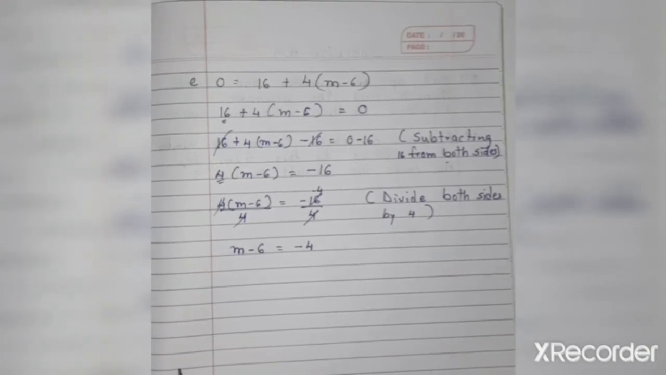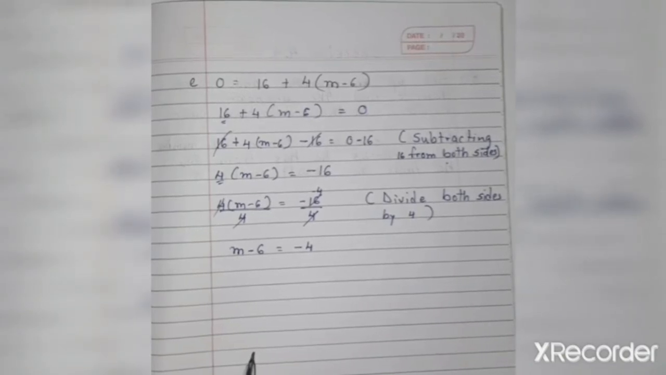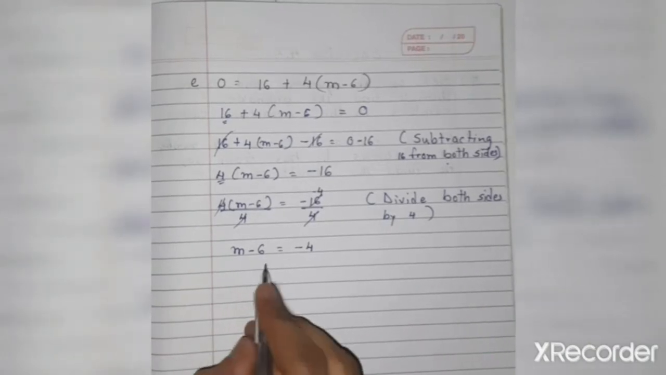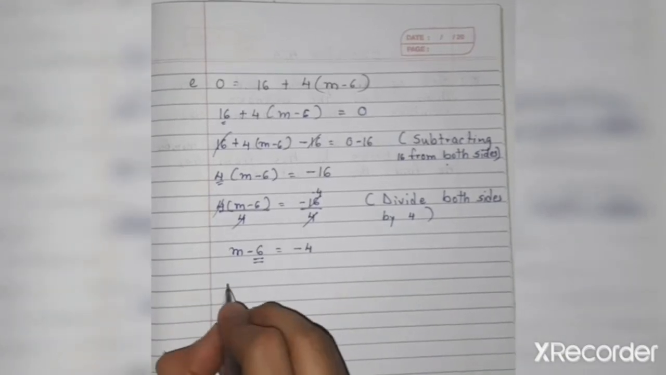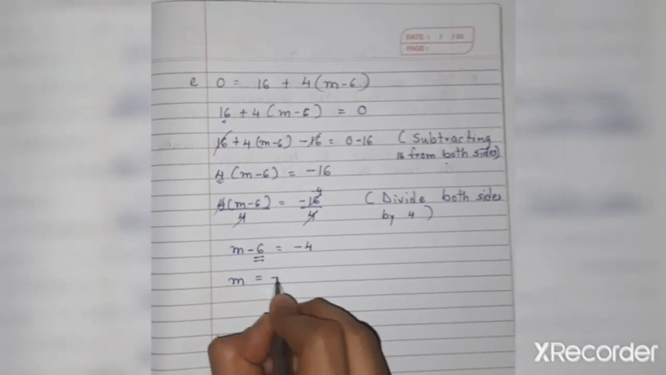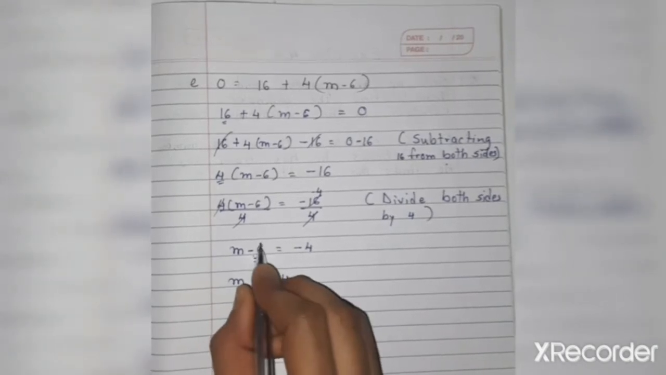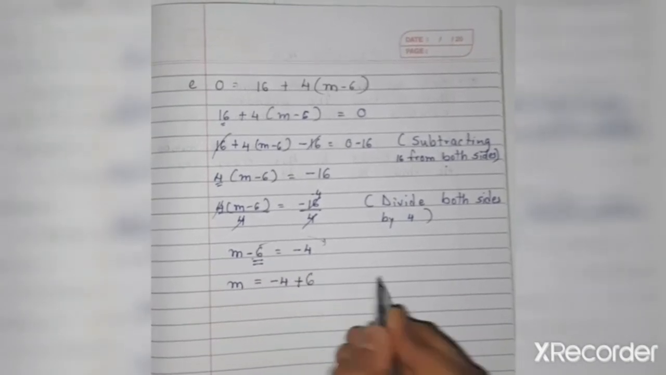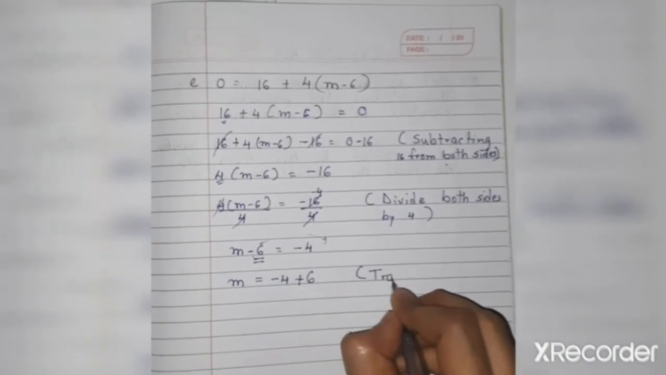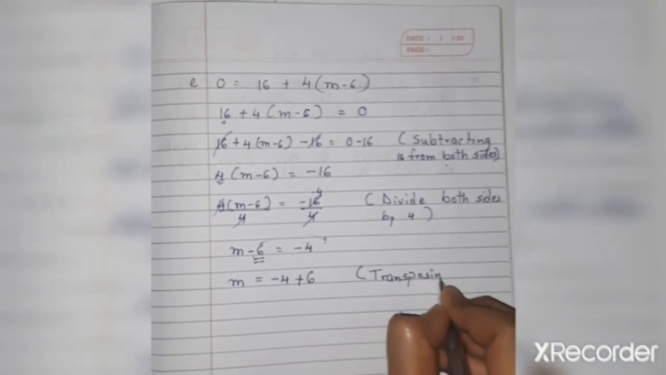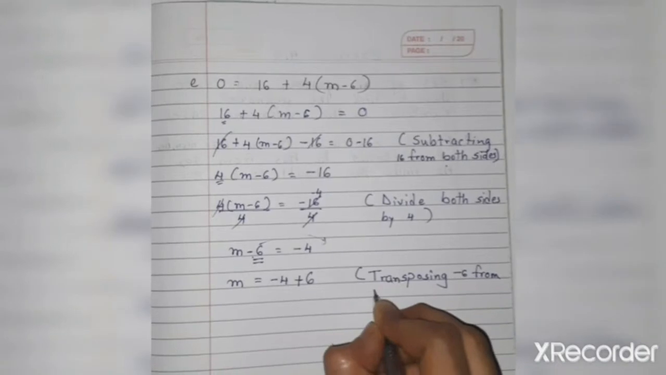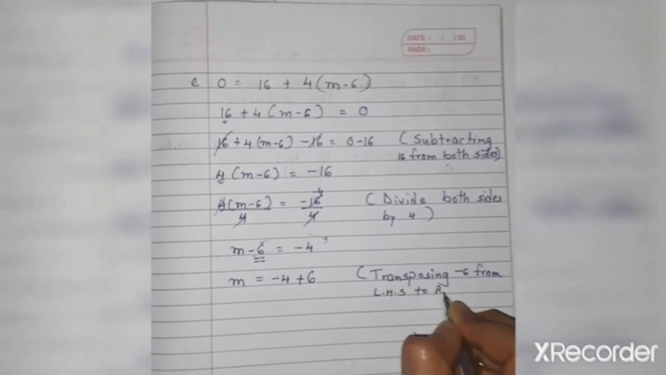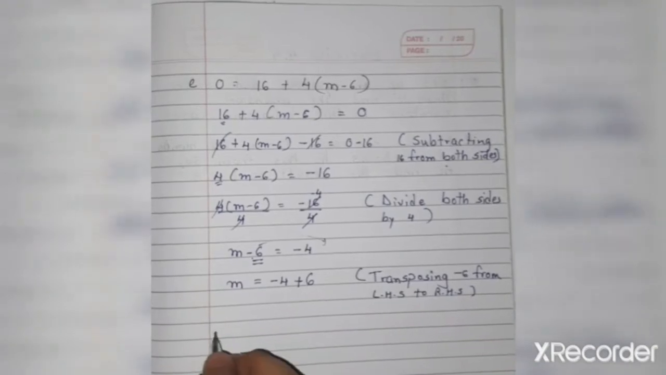Now, what is the solution for this? To find out the solution, we will transfer this minus 6 from left hand side to right hand side. m equals to minus 4. Here we have minus 6. It will be converted into plus 6. Here you can write: transposing minus 6 from left hand side to right hand side. It will be plus 6.